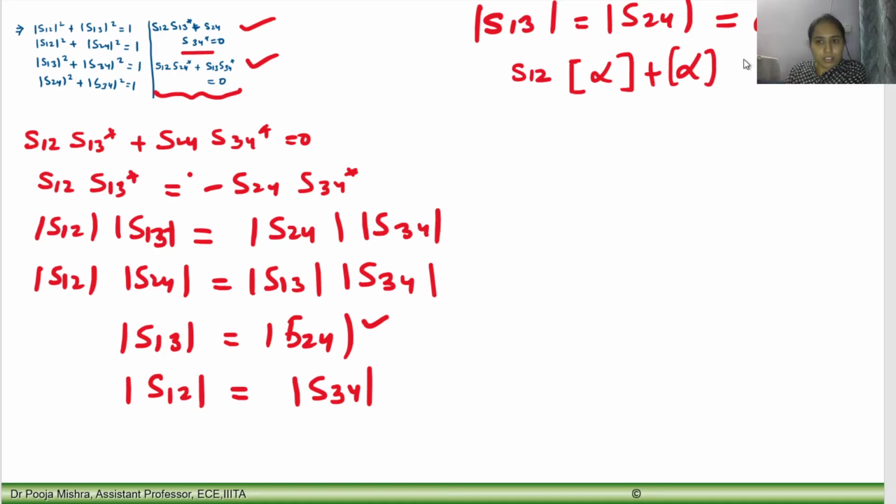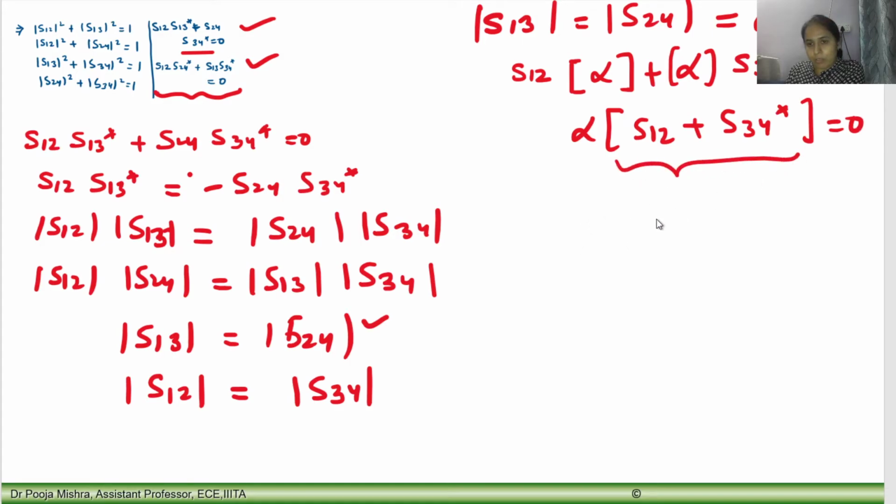From this equation, S34 conjugate is equal to 0, meaning alpha S12 plus S34 conjugate is equal to 0. So when will this particular value be 0? When S12 is, let's say, j beta or minus j beta, anything could be possible. There are multiple solutions to this problem. Let's say S12 is j beta, so S34 conjugate will be minus j beta. This will give you this equation equal to 0.